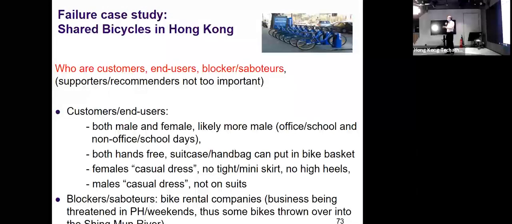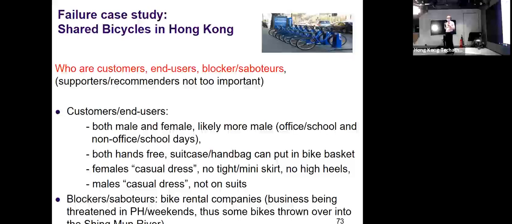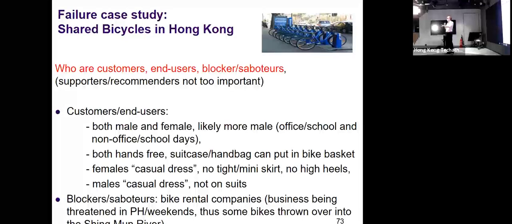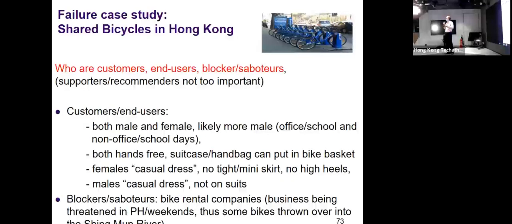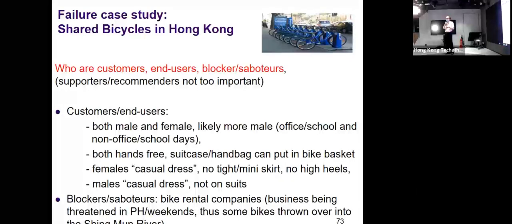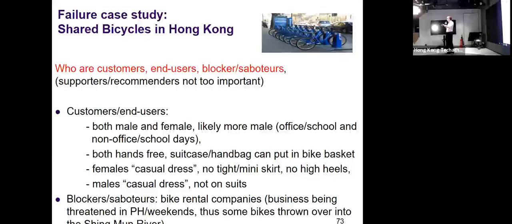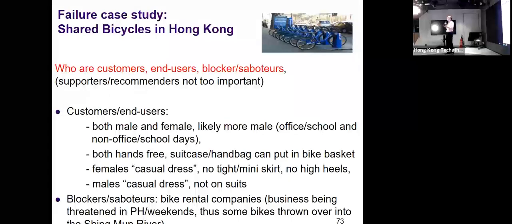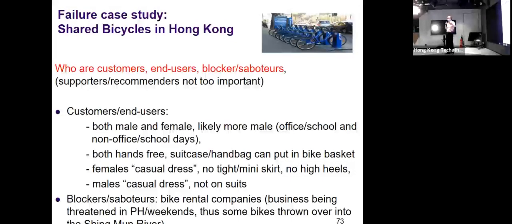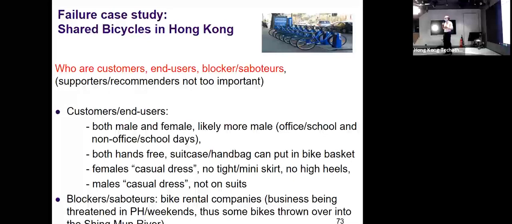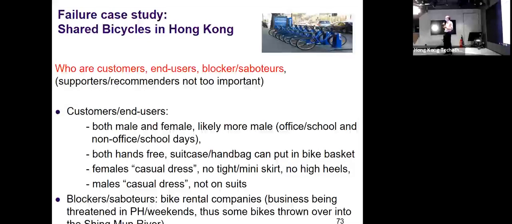Customers and end users, of course, you can only have male and female. But to ride that type of bike, your two hands must be free. So you can put your suitcase, your handbag, your little basket, but it must be small enough, because you need to have two hands and feet free. For the ladies, you can't have a mini skirt, you cannot have a high skirt, and also no high heels. For the men, you can't have it when you wear a suit and tie. Okay, you can, but you don't want to wear it.